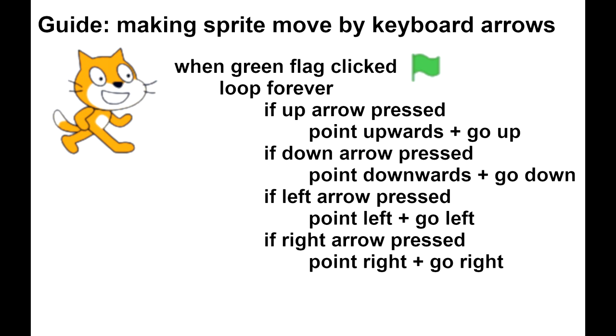So now we're going to add some more to our previous logic chain. Some things stay the same. For example, when you click the green flag event, it will still start a loop that goes on forever. And the if-then statements are the same too. If you press an up arrow, do this. If you press down on your keyboard, do that. But now we're going to make sure that the cat points upwards before it goes up, and it points downwards before it goes down, and so forth.